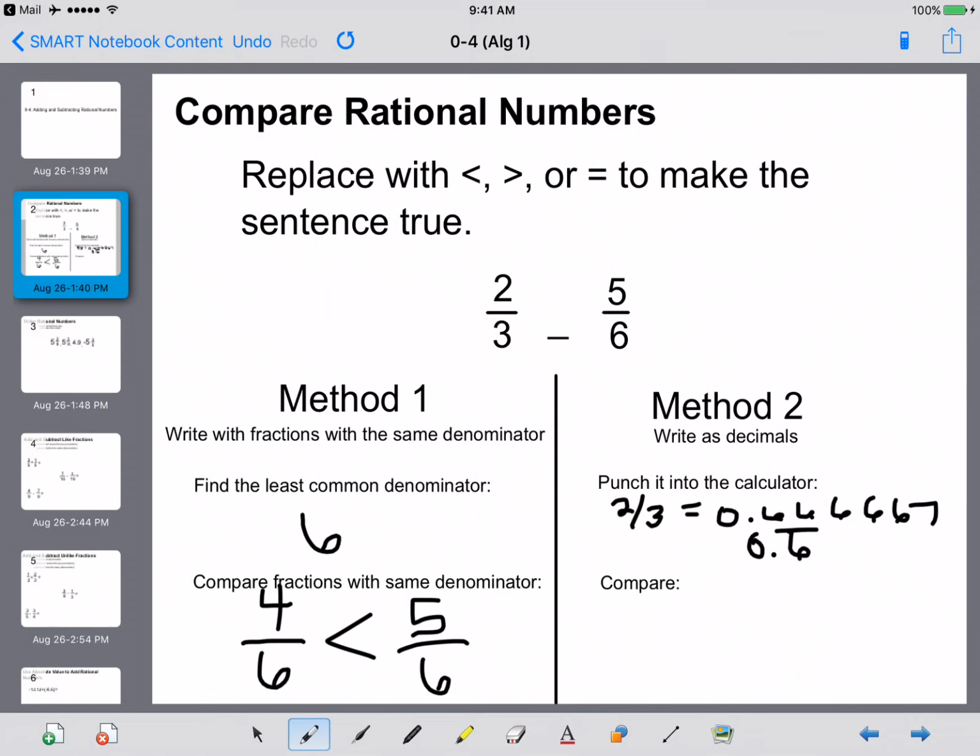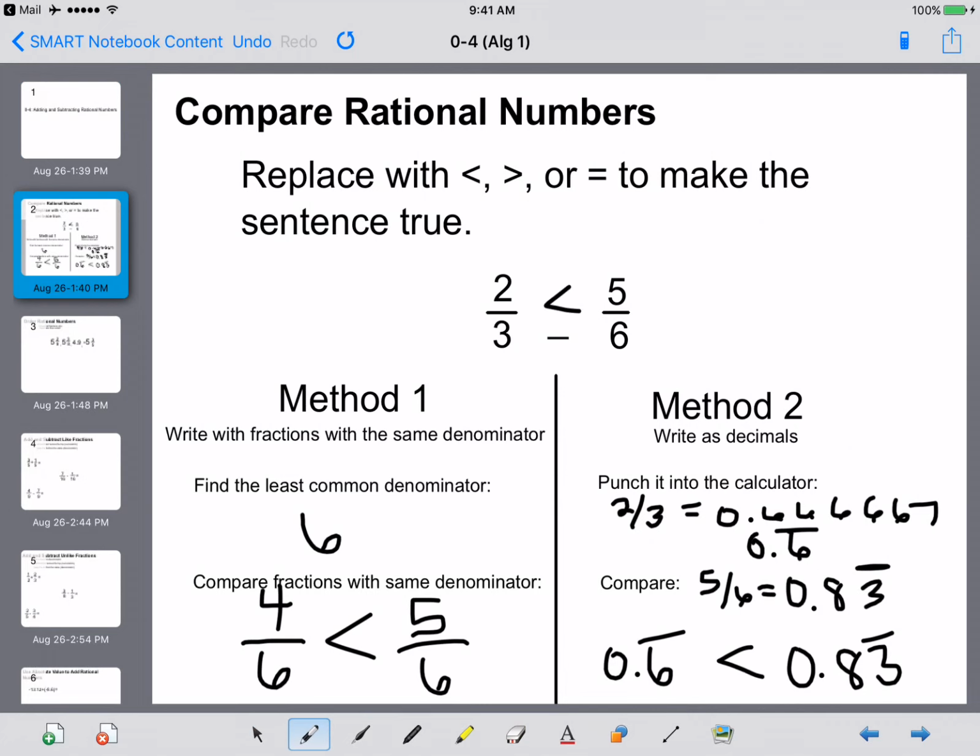Then we type in 5 divided by 6, and that gets us 0.83333333. Not even 4, just 3 repeating, sorry. So I can just write that with our 3 repeating there. And then I just compare 0.6 repeating and 0.83 repeating. 0.8 is definitely bigger. So once again, that less than sign fits in right there.